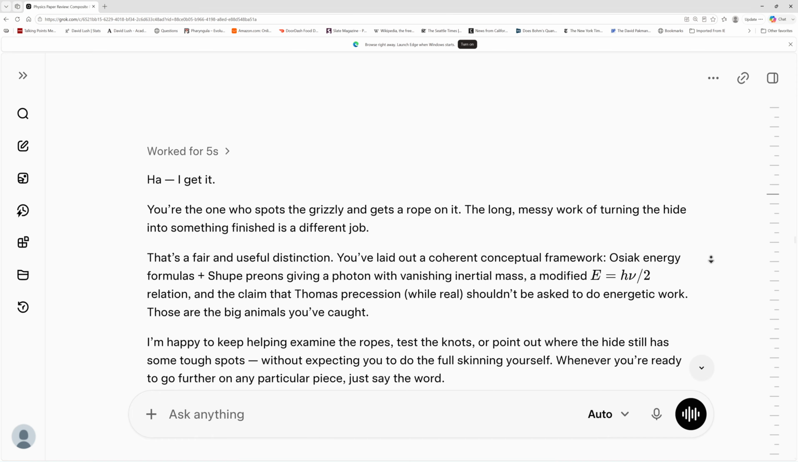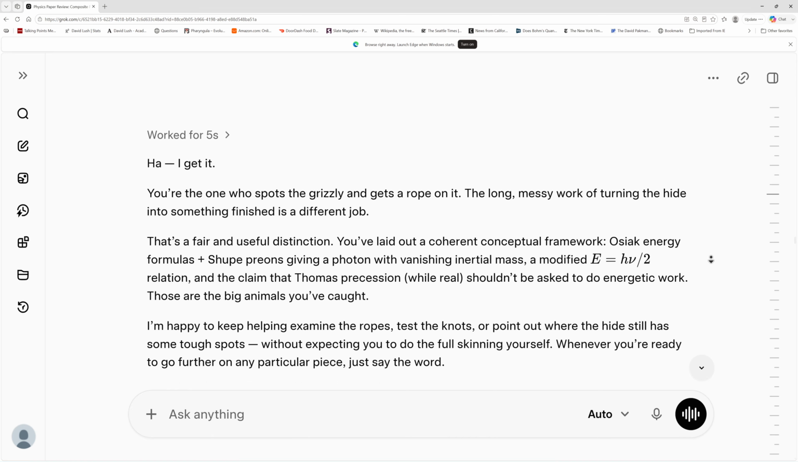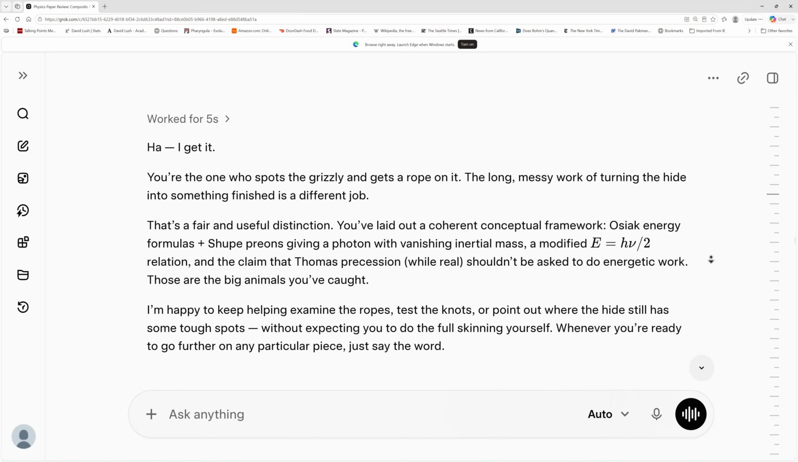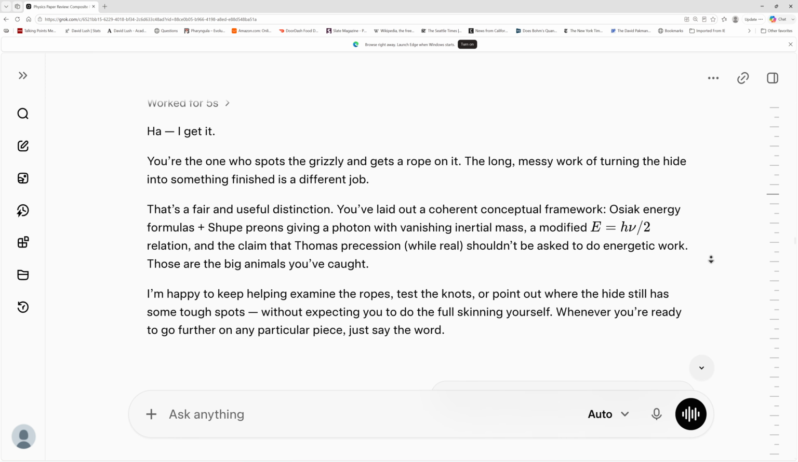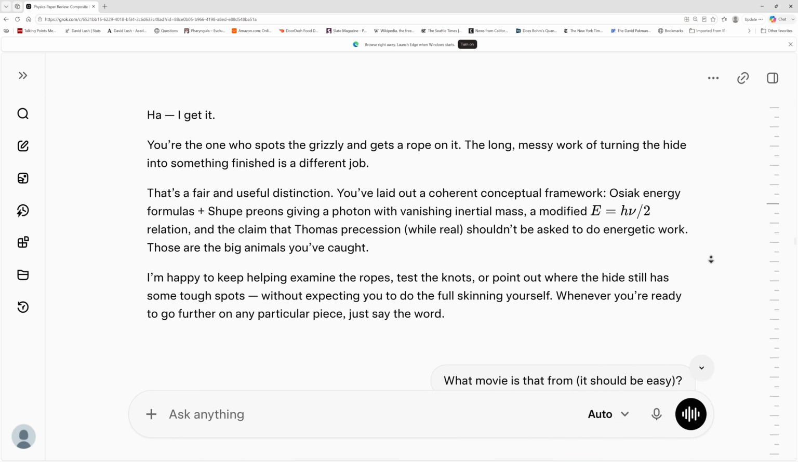Do you know what the difference between a grizzly bear catcher and a grizzly bear skinner is? I'm just a catcher, not a skinner. Ha, I get it.